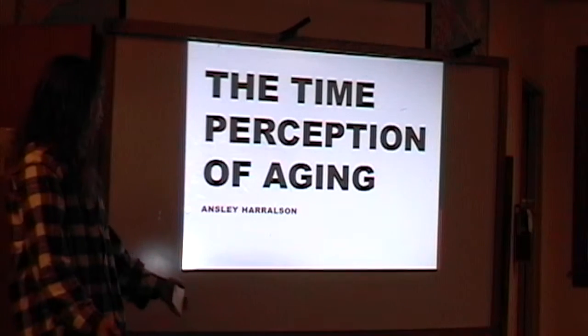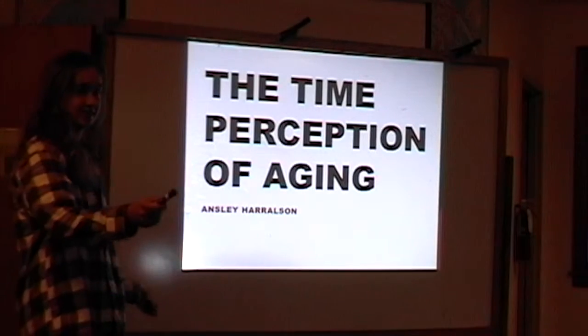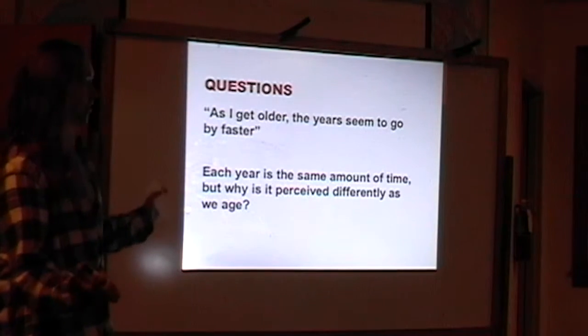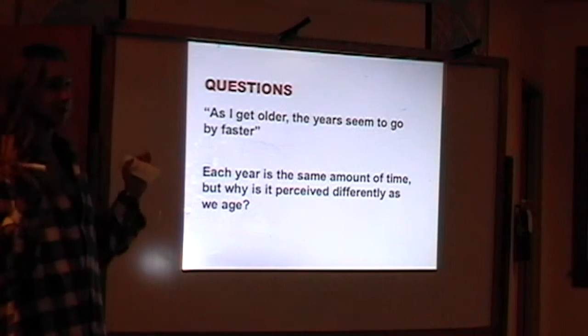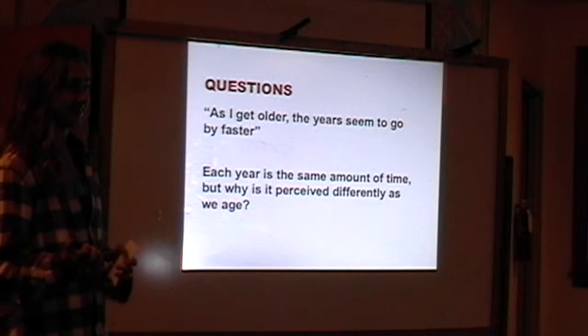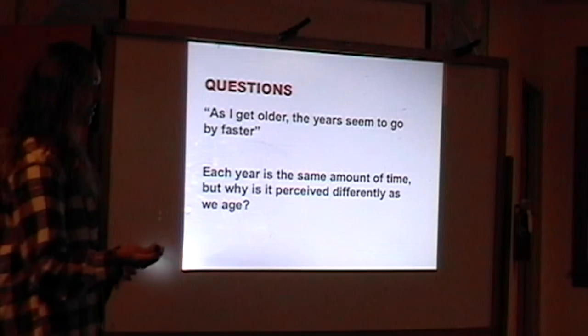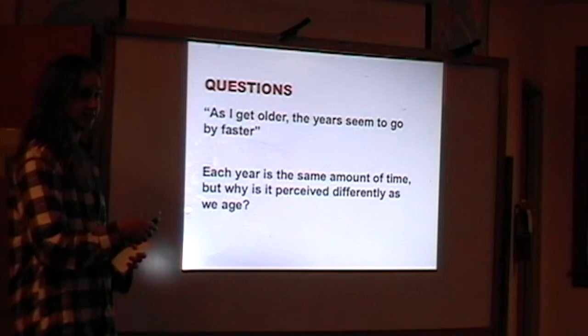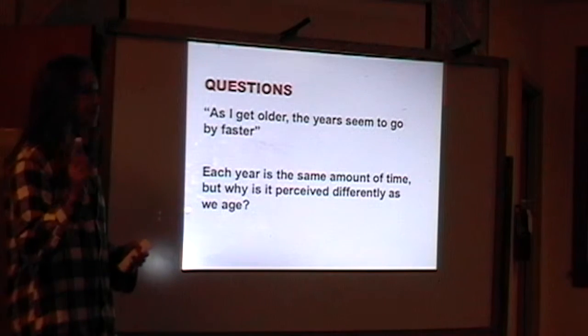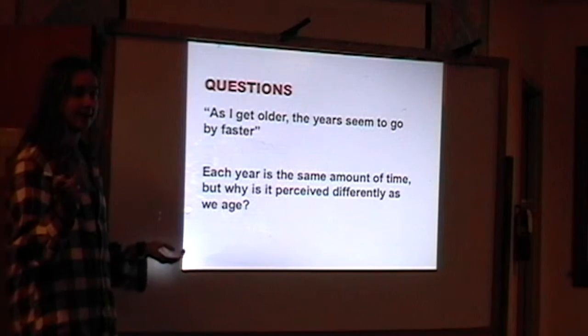On the time perception of aging. A lot of times people say, as I get older, the years seem to go by faster. But we all know logically that's not the case, and that each year is exactly the same amount of time as the previous year in your life, and all of the years you live are equal. But they feel different in your mind. So why is it that we perceive that difference?